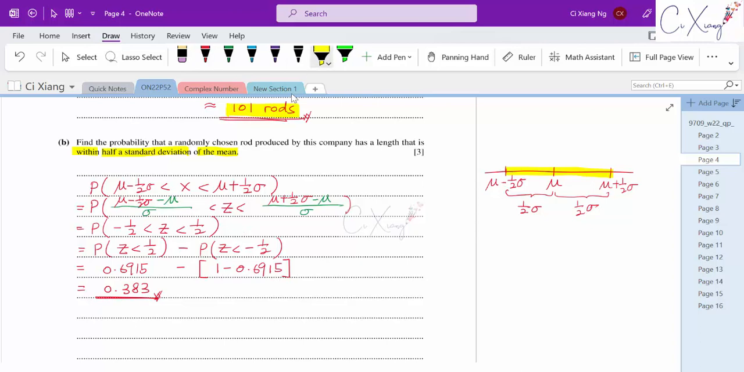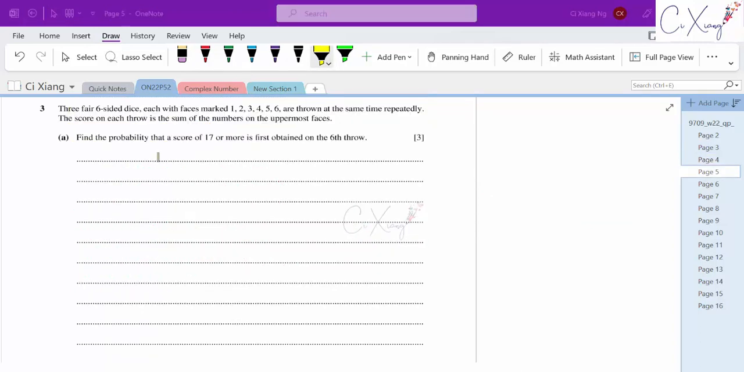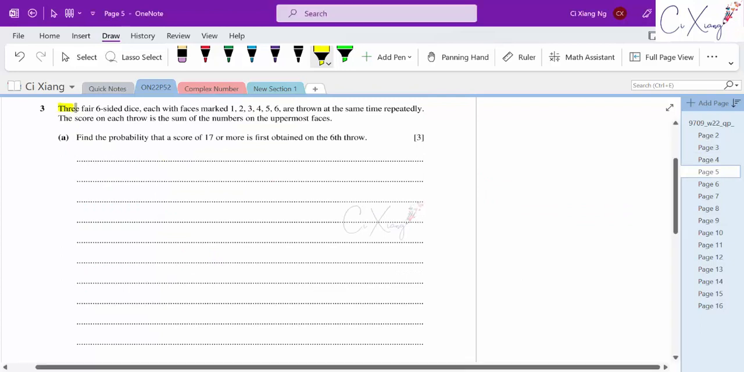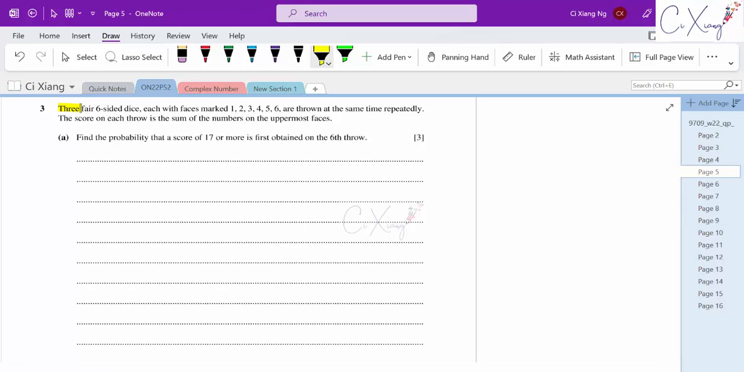Right, so this is how we get the probability for question number 2. Question number 3: we have 3 fair 6-sided dice, each with faces marked 1, 2, 3, 4, 5, 6, thrown at the same time repeatedly. The score on each throw is the sum of the numbers on the uppermost faces. So they are the sum, right? Find the probability that a score of 17 or more is first obtained on the 6th throw.